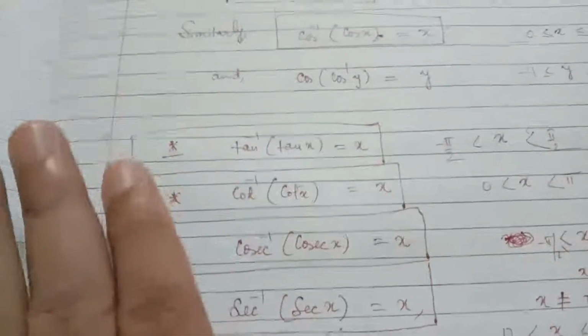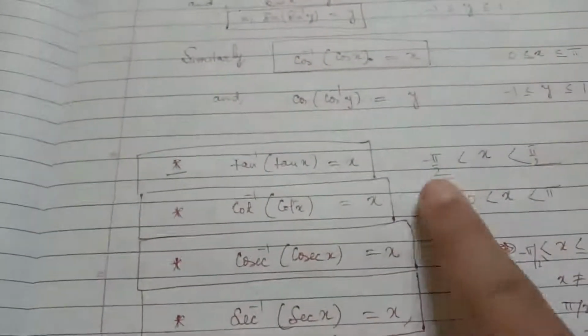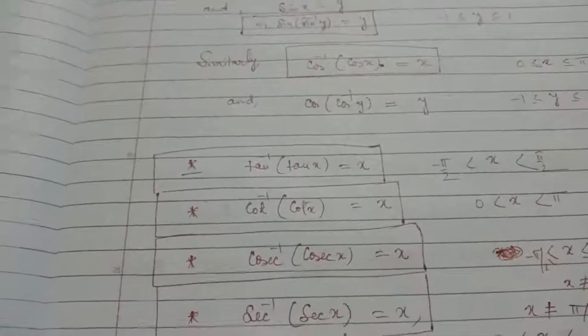You know, tan inverse of tan x, sin inverse of sin x, cot inverse of cot x, all are equal to x, but the range you have to remember, which is very, very important.